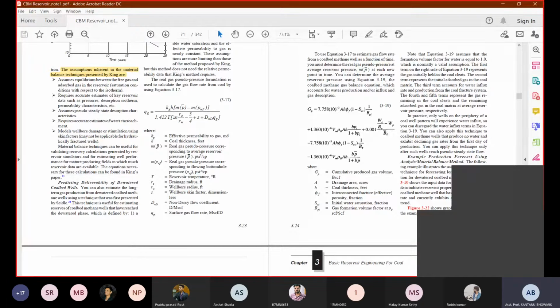So what are the water channels, or what is the total water encroachment area, if there is any high flood level or aquifer available, those types of things. And then model the wellbore damage or stimulation using skin factors, which may not be applicable for hydraulic fractured wells. Now, skin factor I have discussed with you earlier.